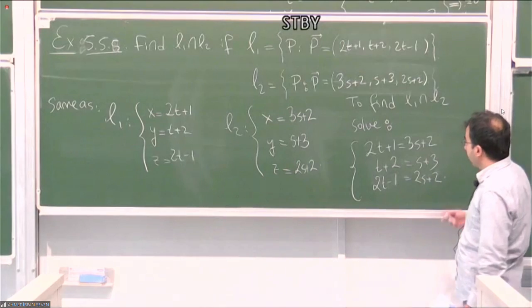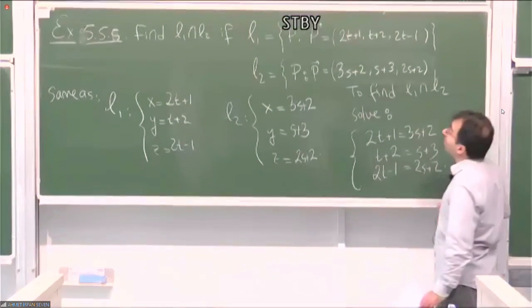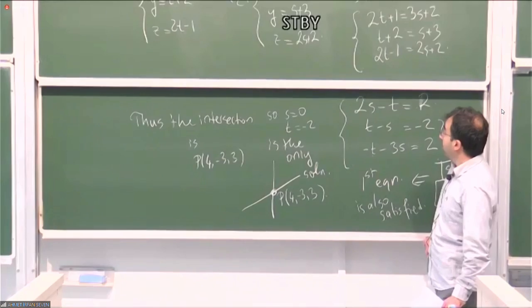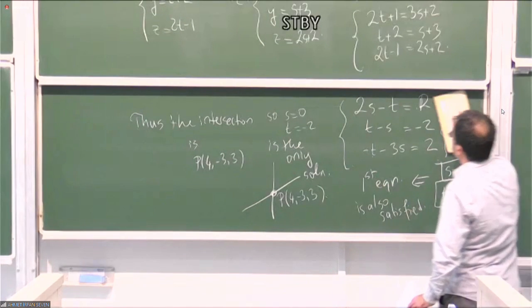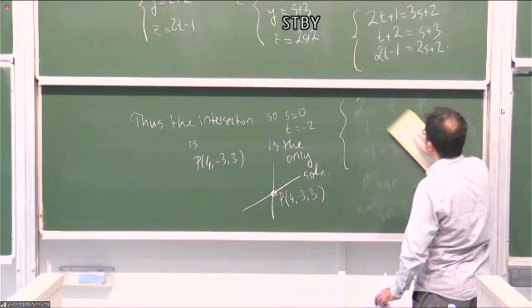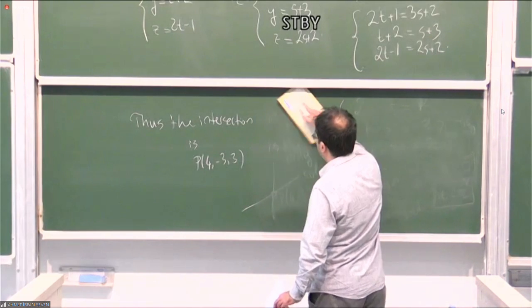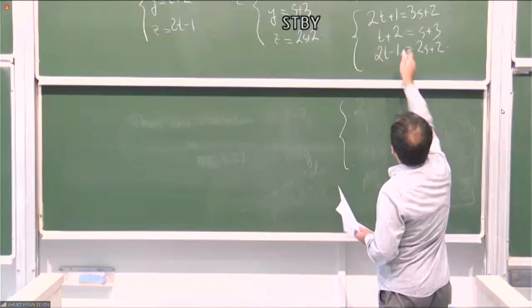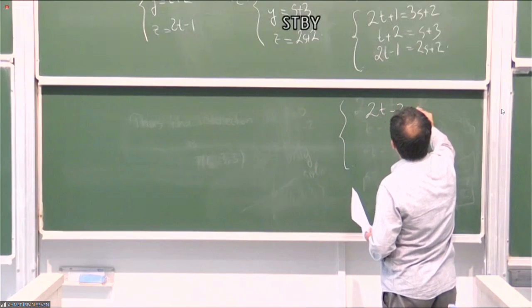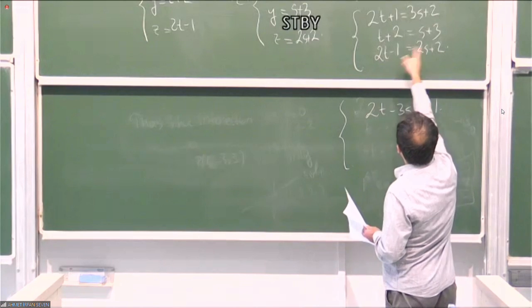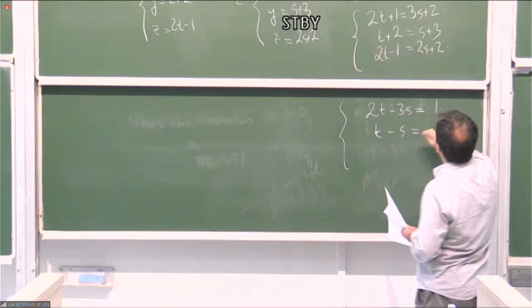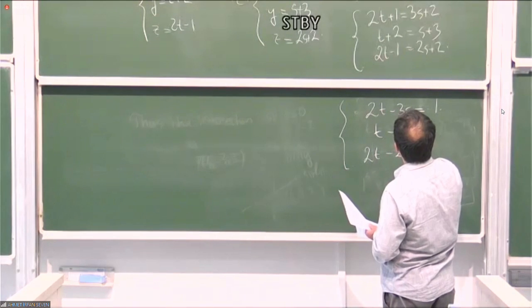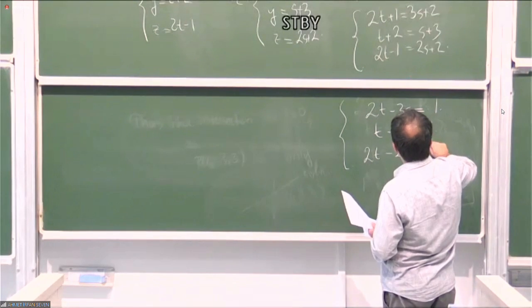Well, the difficult thing is to solve this system. Again, as we did in the previous example, let's collect unknowns on one side. 2t minus 3s will be 1, and then t minus s will be equal to 1, and 2t minus 2s will be equal to 2 plus 1, which is 3.